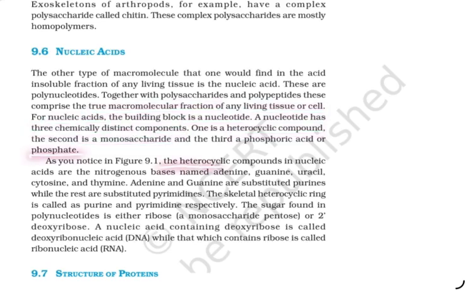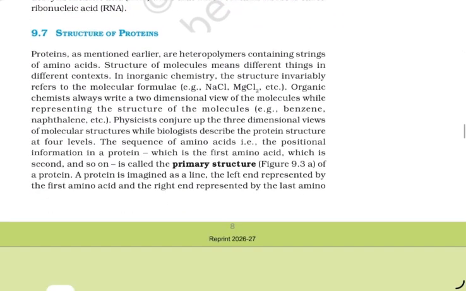As you notice in figure 9.1, the heterocyclic compounds in nucleic acids are nitrogenous bases: adenine, guanine, uracil, cytosine, and thymine. Adenine and guanine are substituted purines, while the rest are substituted pyrimidines. The skeletal heterocyclic rings are called purine and pyrimidine respectively. The sugar is found in polynucleotides as either ribose, a monosaccharide pentose, or deoxyribose. Nucleic acid containing deoxyribose is called deoxyribonucleic acid, while that containing ribose is called ribonucleic acid.